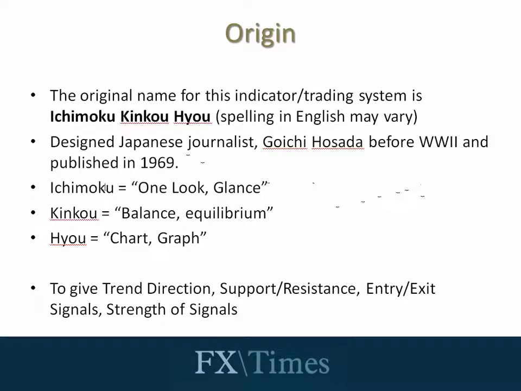Now the name tells a lot about the system, or at least it's a description of the system. Ichimoku means one look or a glance. Kinko is balance or equilibrium, and Hyo is chart or graph. So this translates to basically a glance at an equilibrium chart. It attempts to identify the probable direction of price and help the trader determine the most suitable time to enter or exit the market by giving you the trend direction, support and resistance, entry and exit signals, and even the strength of these signals.